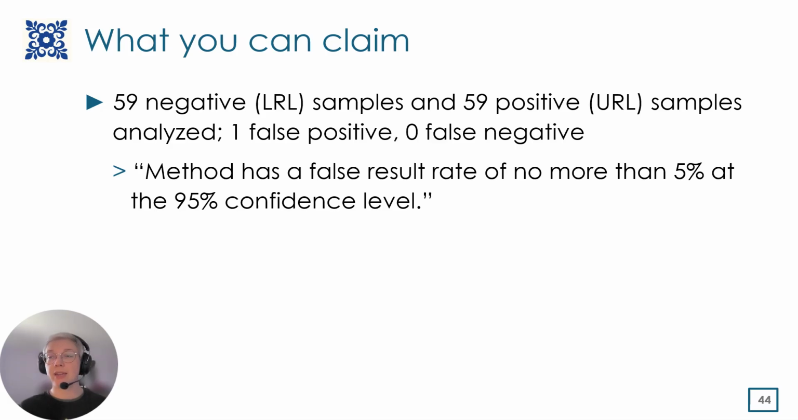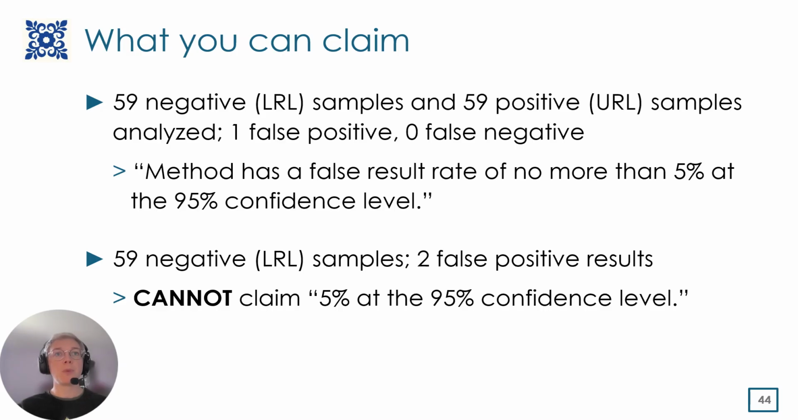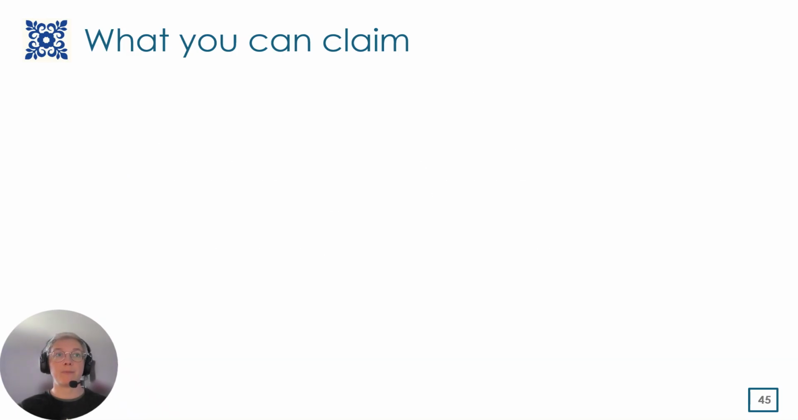False results rate being false positive and false negative results rate. Let's say I, again, have those 59 negative samples, but this time I've generated two false positive results. And so this is over my criteria of one failure. Well, I cannot claim that my method has no more than 5% at the 95% confidence level.